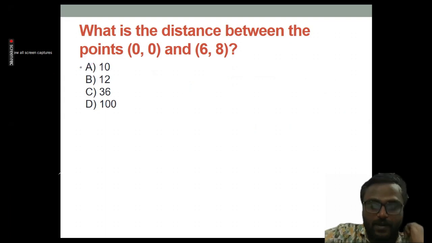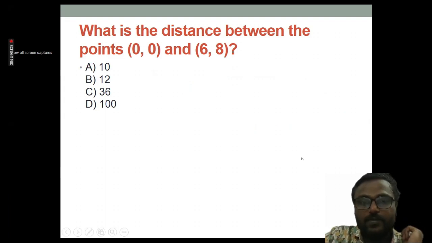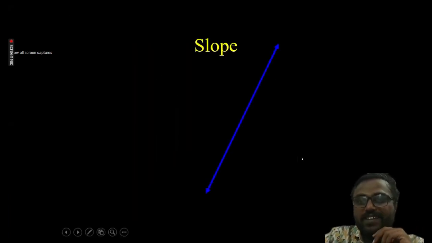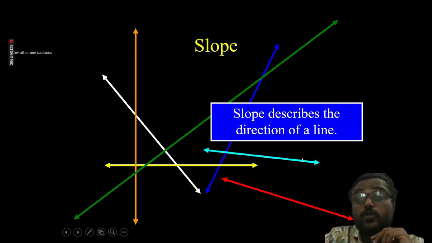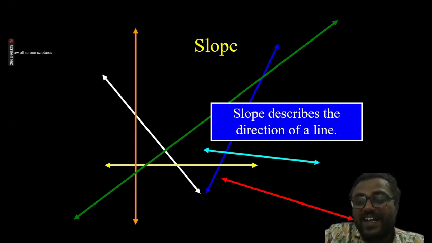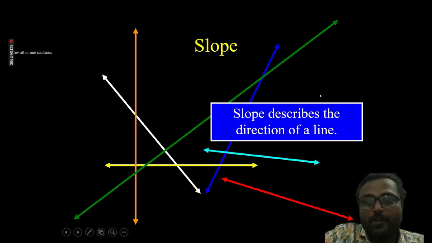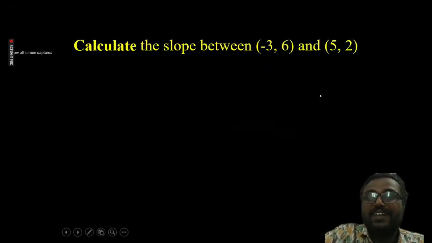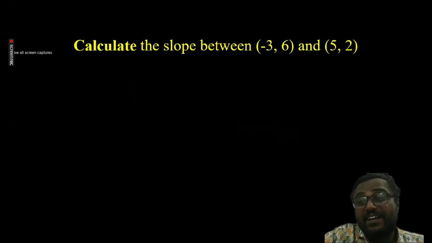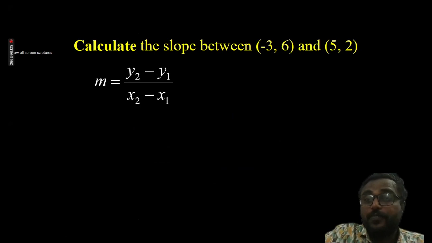Okay. Now, let's move on to the next point, which is slope. Basically, slope describes the direction of a line. There have been a few questions that have directly come into your sample paper of ASVAB. So what are we going to do now? I'm going to teach you how to find the slope.